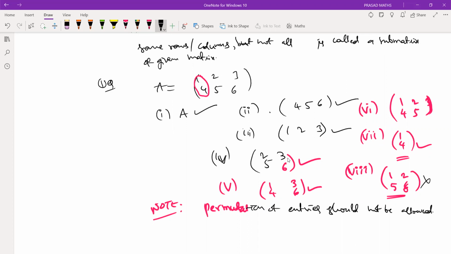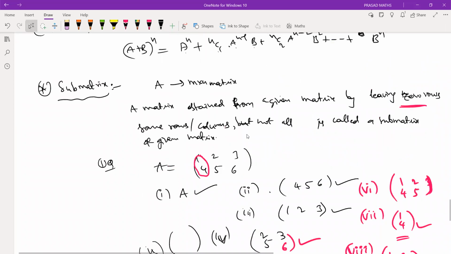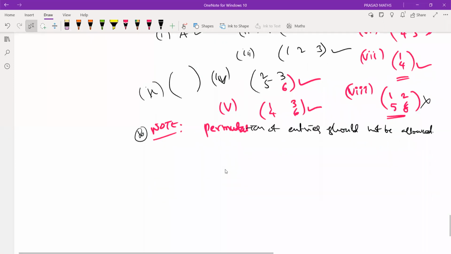Understand, this is important, right? Suppose you're given this question. Suppose you're given a matrix like this. Is it a submatrix? Deleting all rows, all columns. Is it a submatrix? No, sir. What is my definition? Delete some rows, delete some columns, okay. But not all rows, not all columns. That is important. So this is not a submatrix.